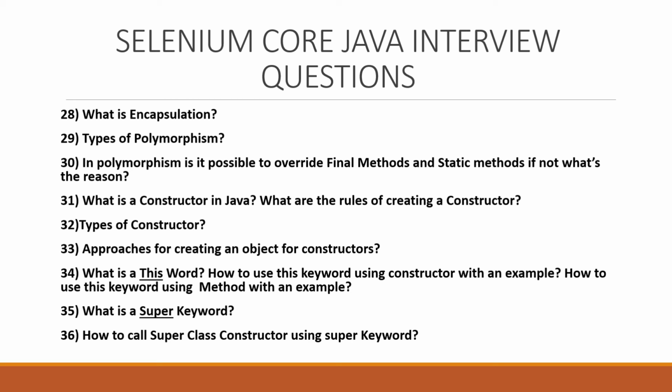The next concept is what polymorphism is and what the types of polymorphism are. We already know that a single entity behaving in different forms is called polymorphism. In polymorphism we have two types: compile time polymorphism and runtime polymorphism. The example for compile time polymorphism is method overloading, and for runtime polymorphism it is method overriding.